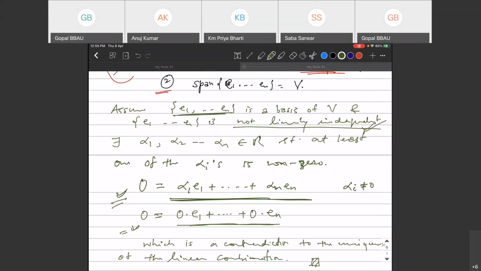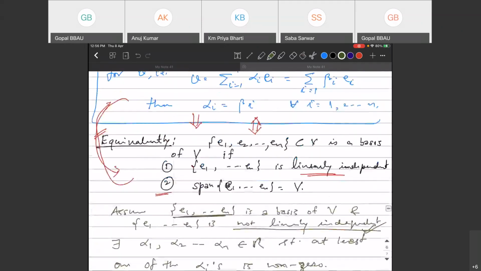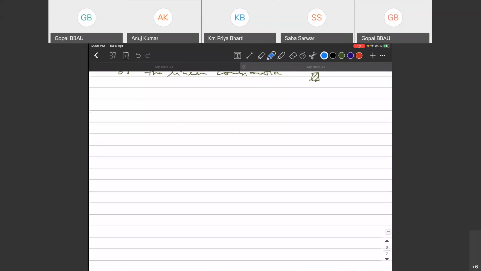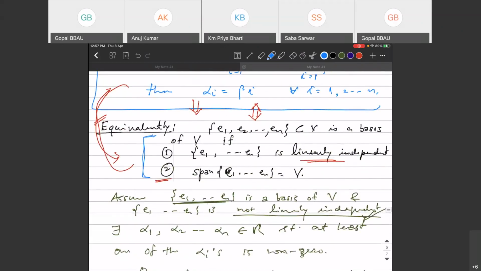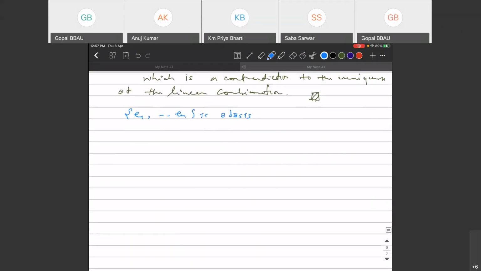Similarly, you can go from this to the above definition. Okay, let's see that also. Let's see how we go from this definition to the above definition. So now we are assuming that E1, E2, ..., En is a basis, taking the second definition. This means E1, E2, ..., En is linearly independent and the span of E1, ..., En is V.